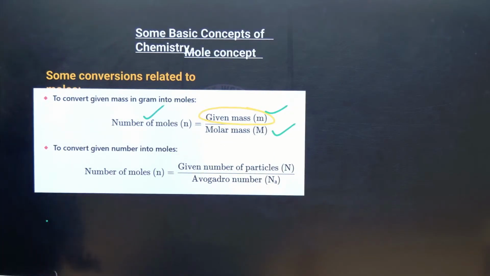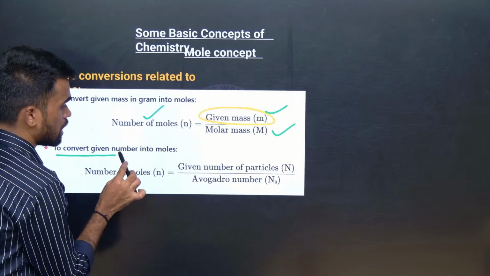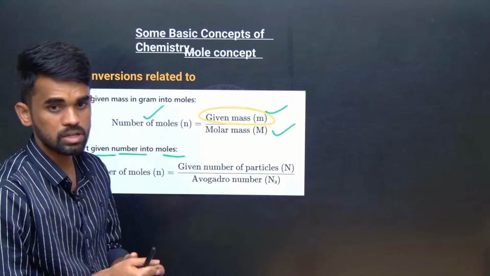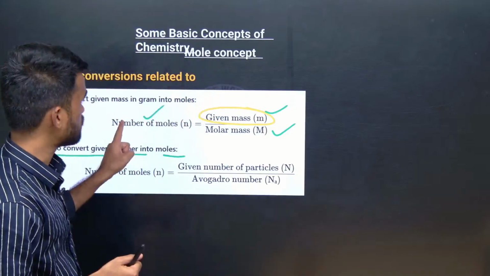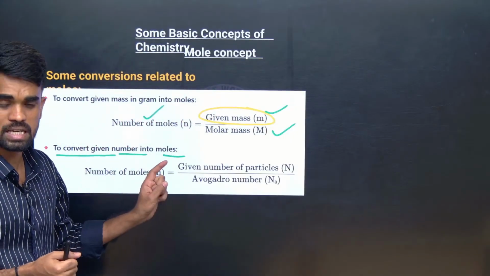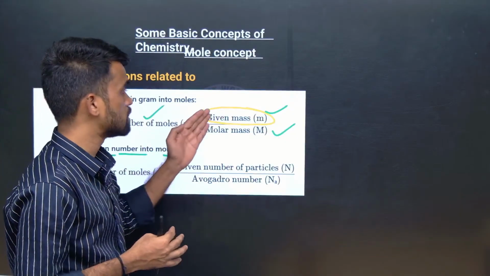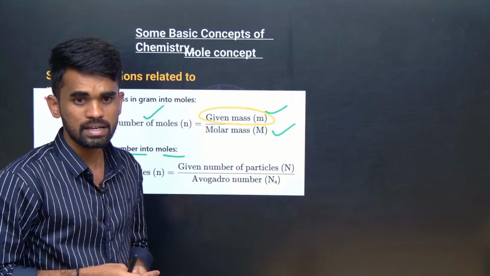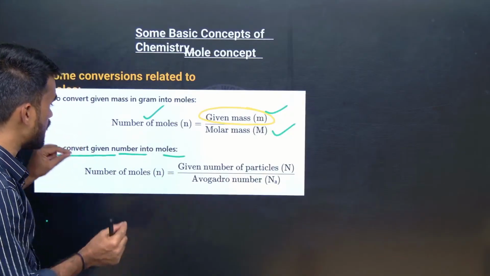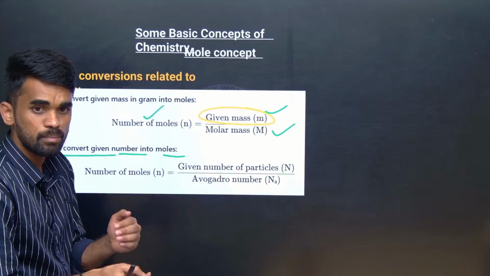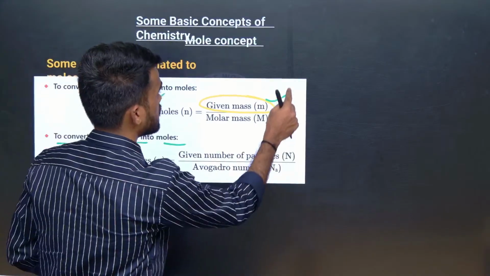Then next, to convert a given number of atoms or number of entities into moles. This is one more method. The first method is clear. Yesterday also we discussed it, and I gave a few questions on finding the number of moles if they give mass. In this class let us understand, if the number of atoms is given, how can we find the number of moles? Let us take one example.